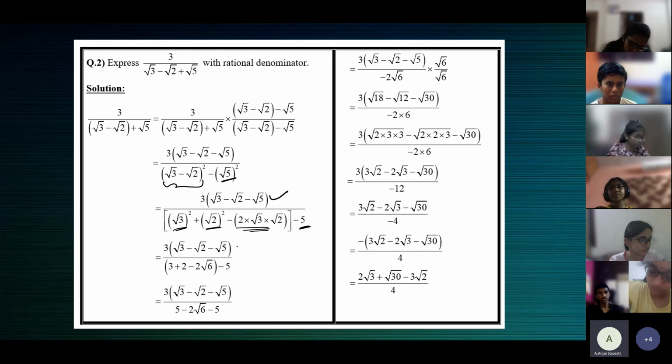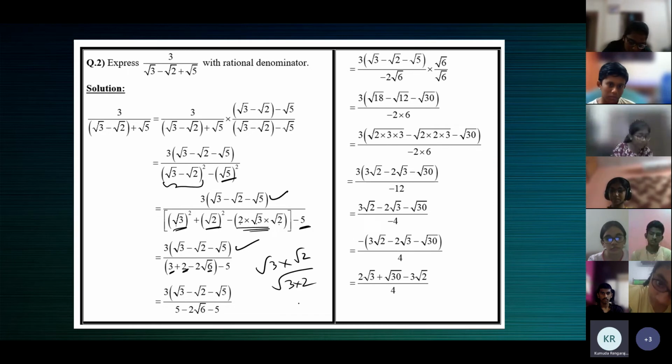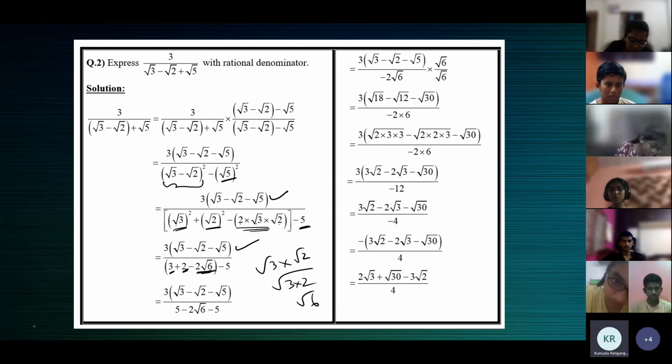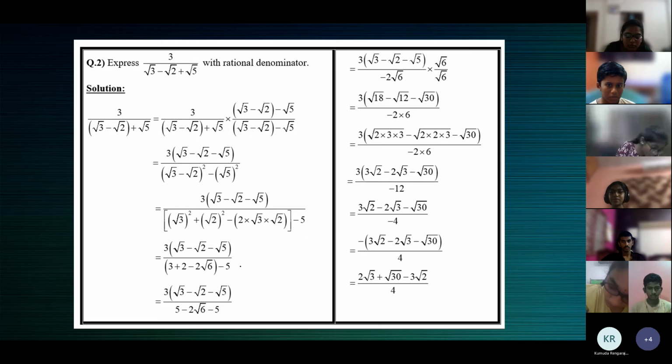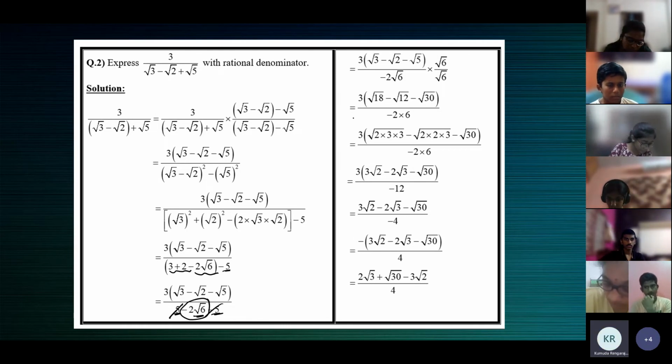Next step, write the same numerator. Root 3 square is 3. Root 2 square is 2. 2 into root 3 into root 2 is 2 root 6, because root 3 into root 2 is root of 3 into 2, which is root 6. Minus 5 outside the bracket. Now 3 plus 2 is 5, minus 2 root 6, minus 5. Plus 5 minus 5 gets cancelled. So we are left with minus 2 root 6 in the denominator.